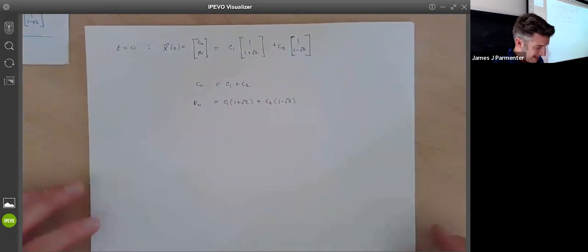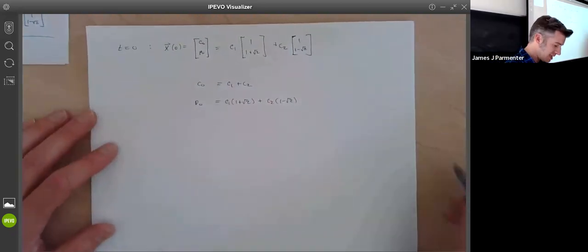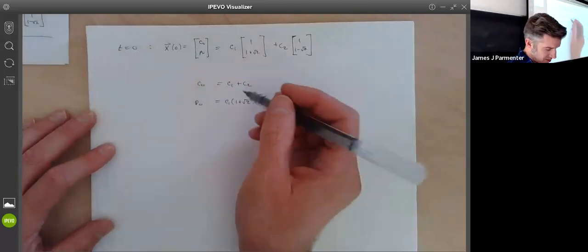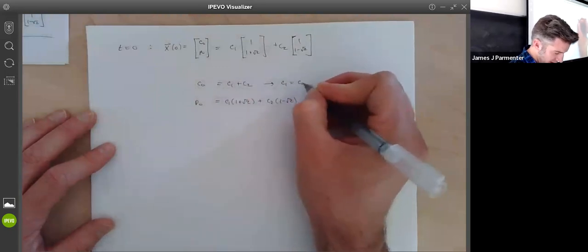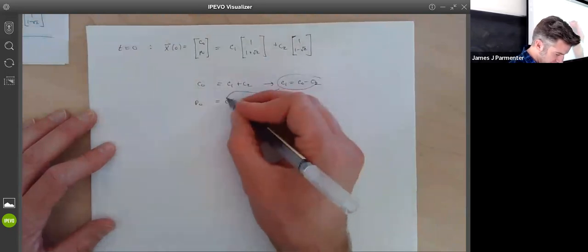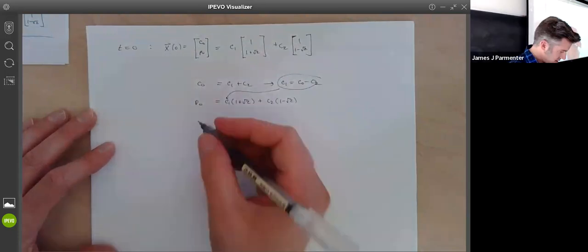Okay, I guess I would probably, what do I really want to do here? I don't love that, but I guess I would do it. I would isolate one of these two here. So C1 equals C naught minus C2, and then plug that in for C1 over here, and then solve for C2. It's not going to be pretty.